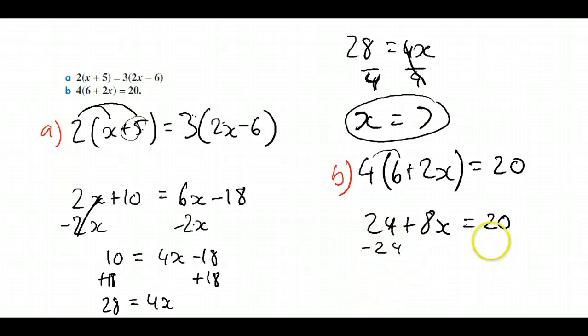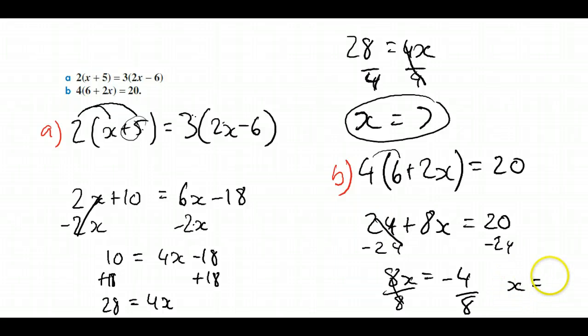Then minus 24, minus 24. That cancels out. And we've got 8x equals 20 minus 24 is negative 4. Divide by 8. Divide by 8. X equals negative 1/2. Another option here, that's a fine way to solve that. Expand the brackets out. If you're not sure what to do, just do that.